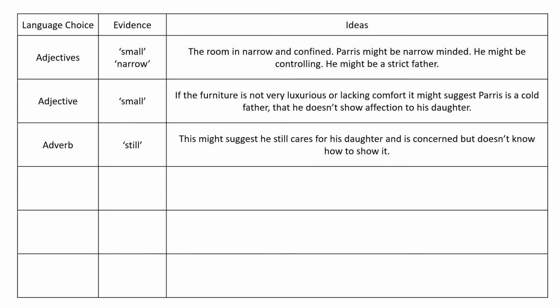And then we've got the fact that the candle is still burning. So despite all that, an alternative interpretation, which is what gets you the higher grades in English, looking at one idea and then thinking, okay, but what else could it tell me? Could it tell me something different? If the candle still burns and he's been there a long time, he might still care for his daughter and is concerned about her, but he doesn't know how to show it, maybe.